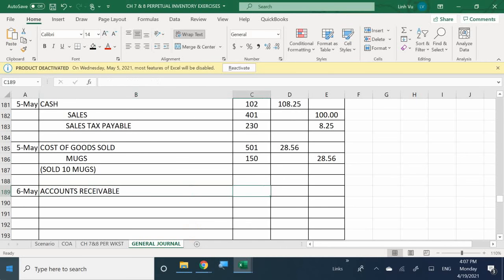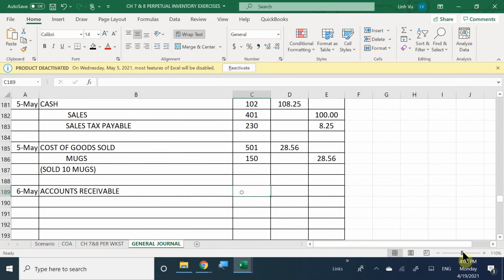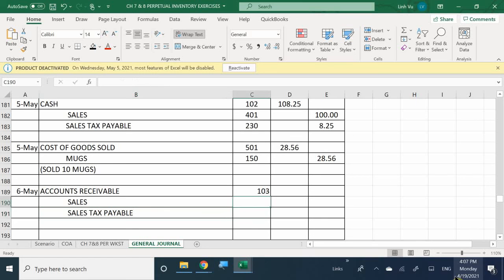Okay? And that account number is 103. Okay, so they owe us money because they bought something from us, but they didn't pay for it right away. They decided to put it on an account. Okay, we need to recognize that we sold something, right? And we also need to know how much tax to charge them because they bought it in the store on an account from us. So therefore, we need to total up how much they owe us.